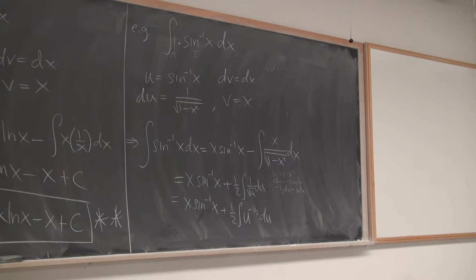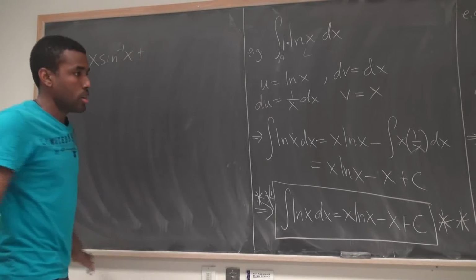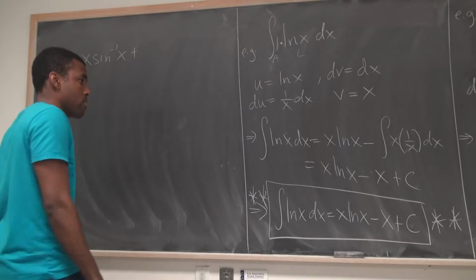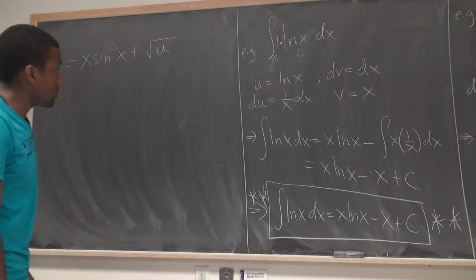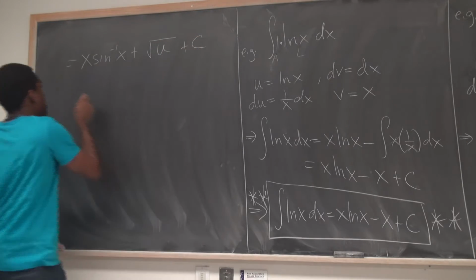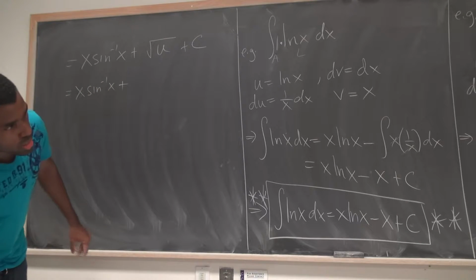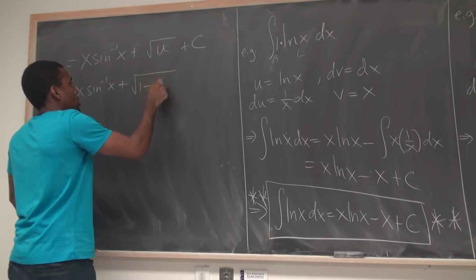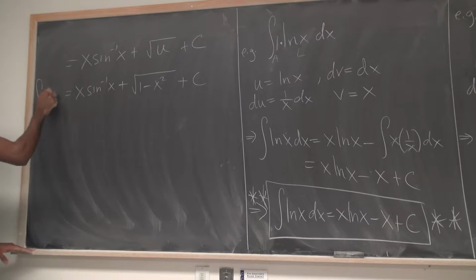Okay, so let's pick this up. So now we have x sine inverse of x plus, add 1 to the power, divide by the new power. Divide by the new power makes it 2, so that kills the half, and I just get 2u to the half, radical u. And my u was 1 minus x squared. So this is the antiderivative of sine inverse x.